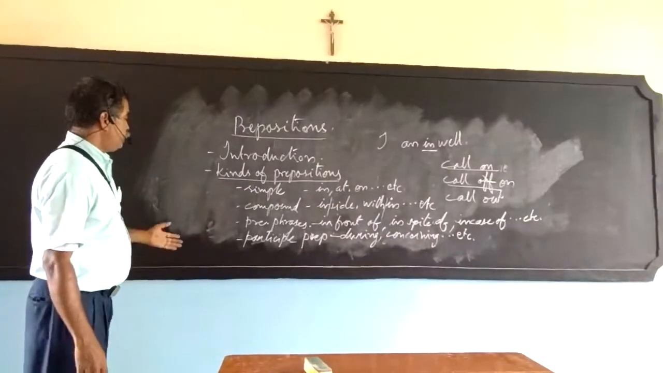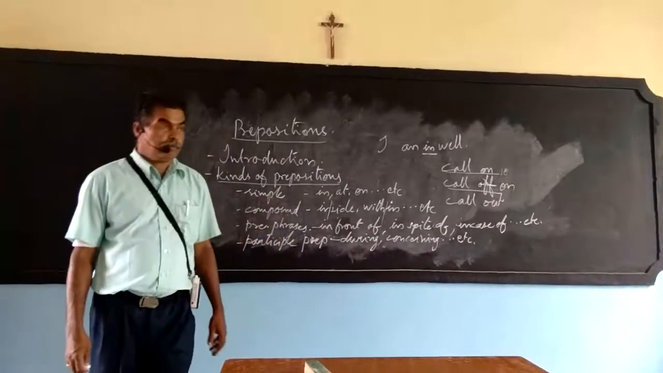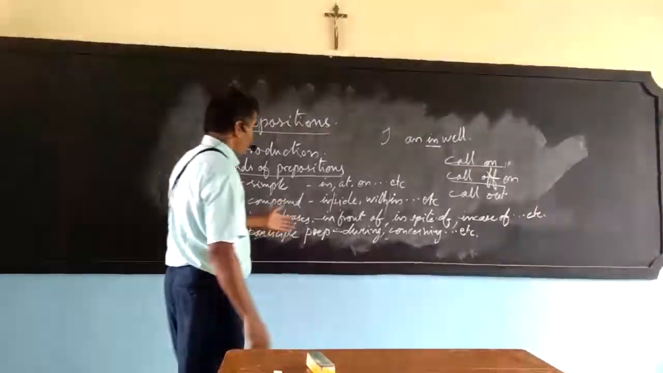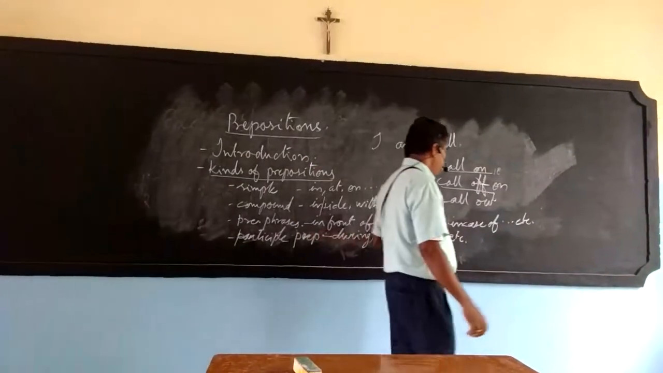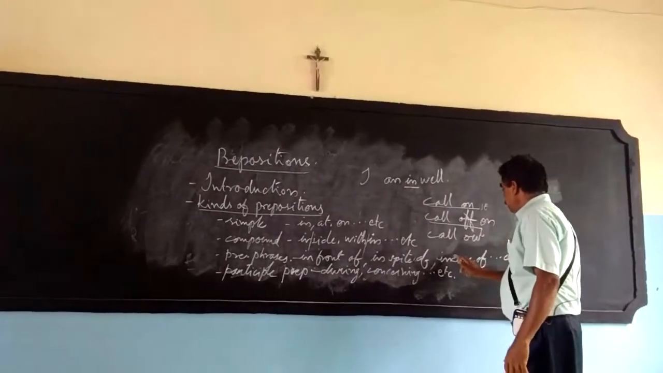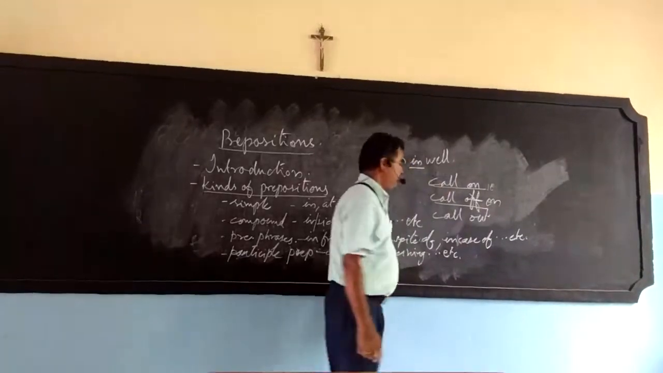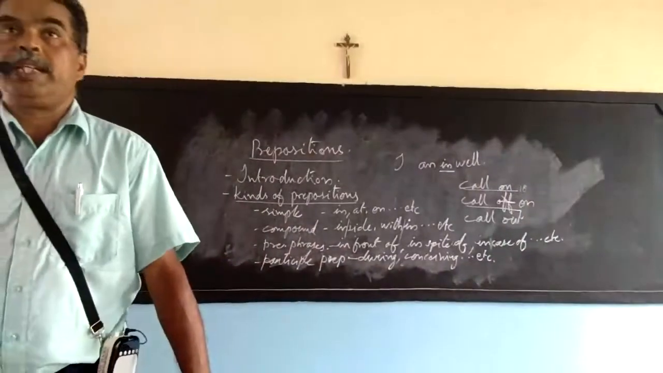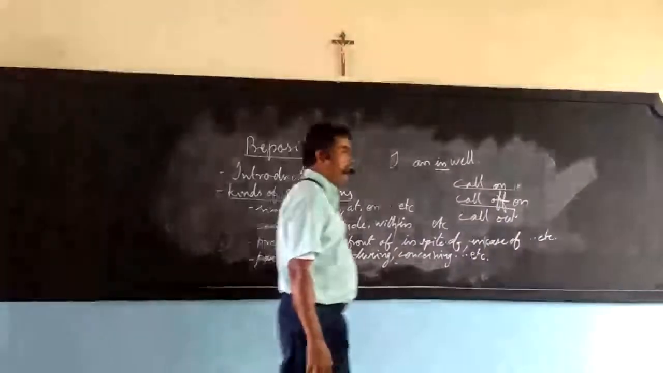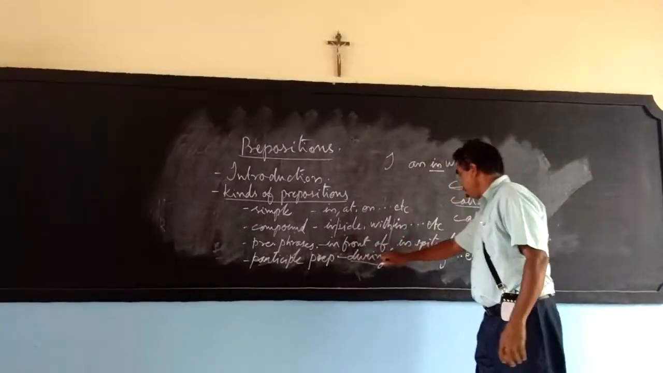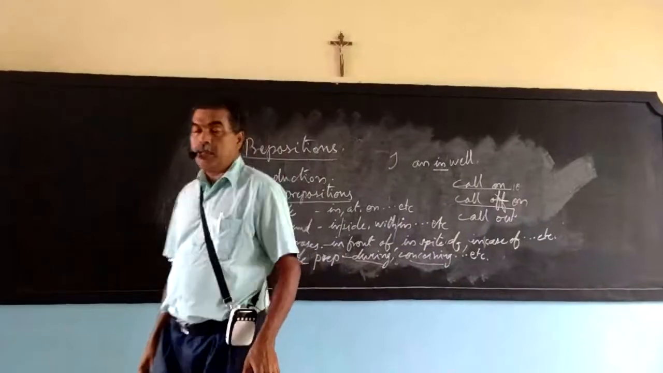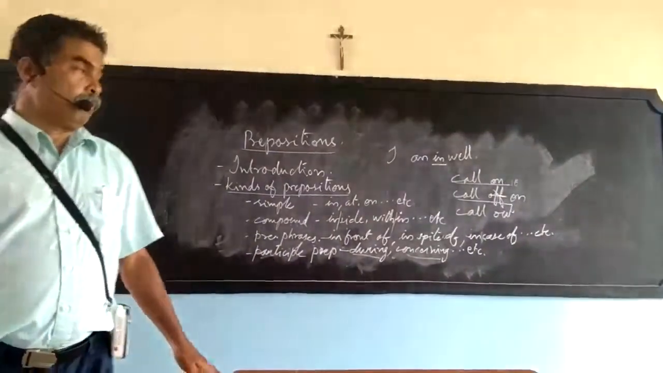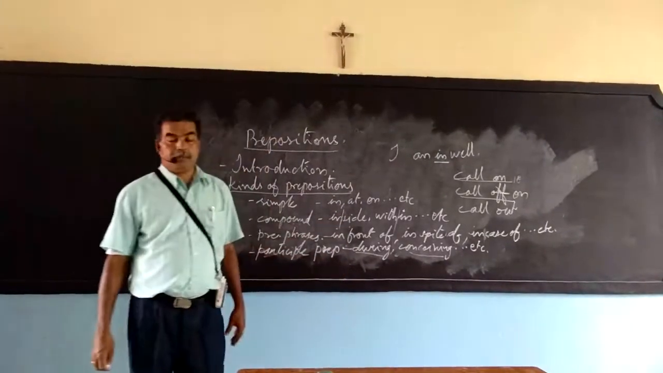The next one is prepositional phrases, where there will be 2 to 3 words connected together and used as a preposition phrase. For example, in front of, in spite of, in case of. Like this, they are called preposition phrases. Then participle prepositions. I don't know if you remember what a participle is from last year's classes. A participle is an ing form of a verb. Sometimes words like during, concerning are also used as prepositions. So they are called participle prepositions. These are the various types of prepositions.